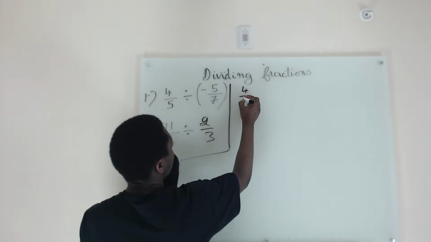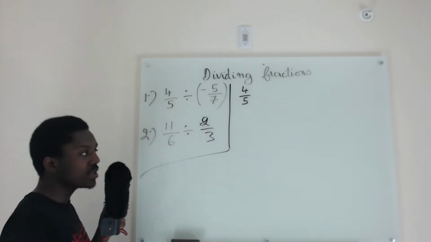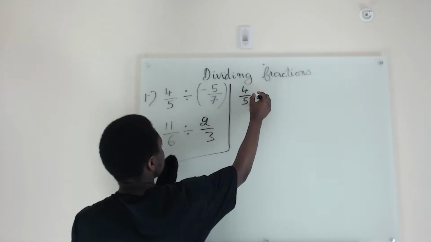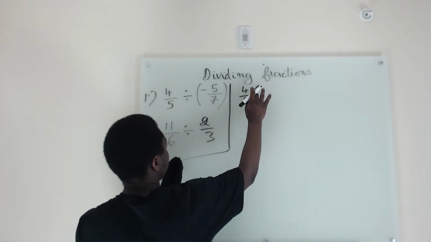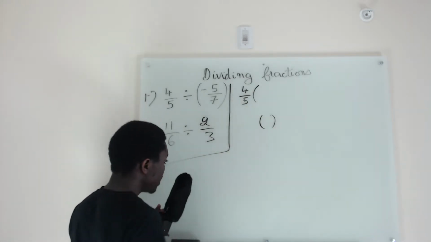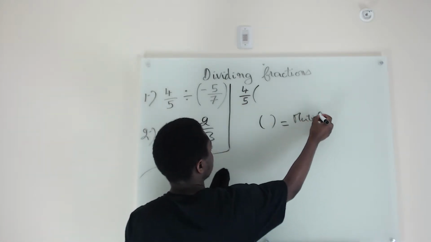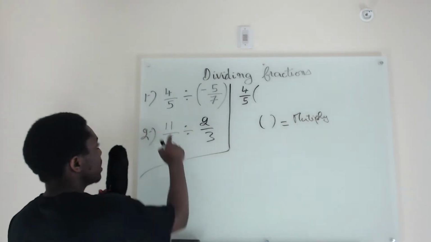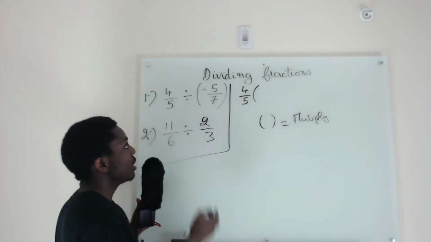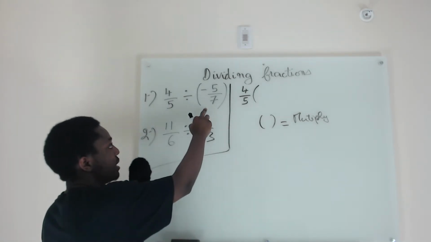which is 4 over 5. This is the first fraction. We take the first fraction and we multiply it, so I can put parentheses. Remember, parentheses means what? Multiply. So I take the first fraction and I multiply by the reciprocal of the second fraction. The reciprocal means the flip of the second fraction.